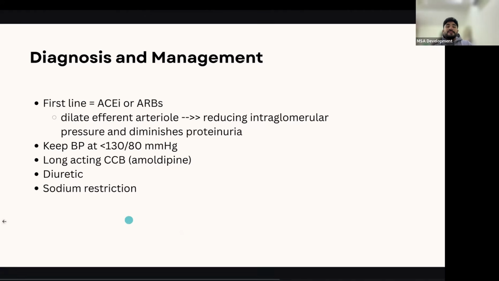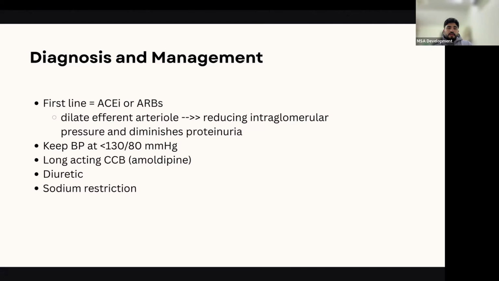And of course, you need to counsel the patient and tell them that they need to stop or minimize sodium intake. Like, you need to tell them that they don't need to eat a lot of nuts, they don't need to eat a lot of fried food, so you basically advise them.